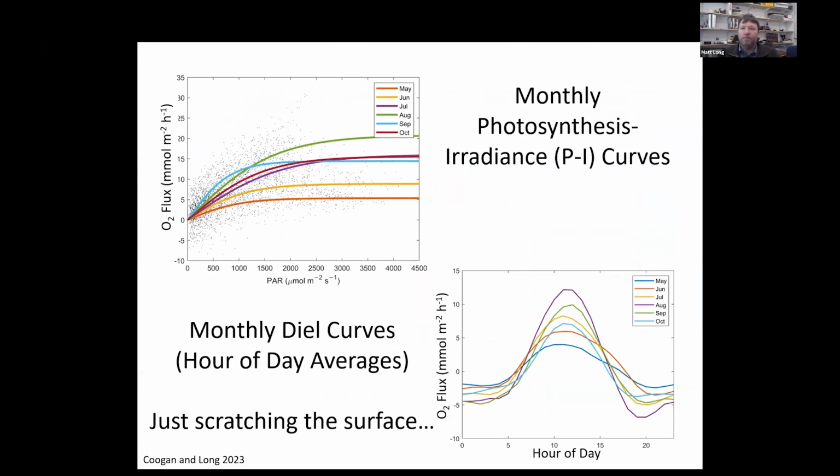So here you see curves from May through October, and if you follow them up, if you see my cursor here, May is down here, we go into June, we go into July, and then peaks in August, and then comes back down in September and October. So these are oxygen flux versus light, a standard photosynthetic PI curve. And then we can also look at hour of day to see how those curves change throughout the year. Again, May, June, July, August, all the way up here at the top, the maximum variance, and then coming back down in September and then October.